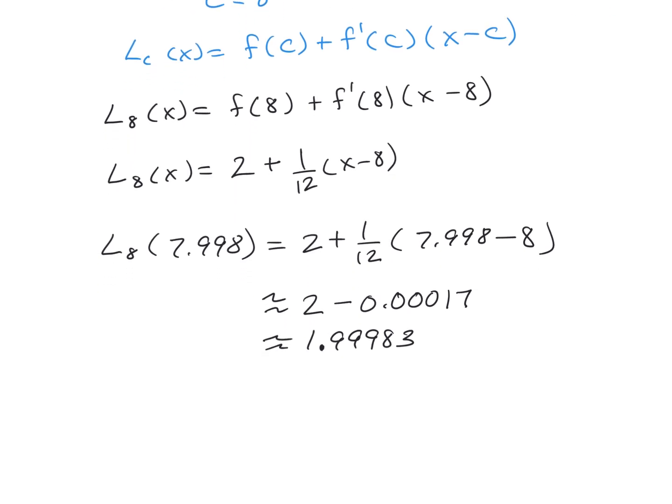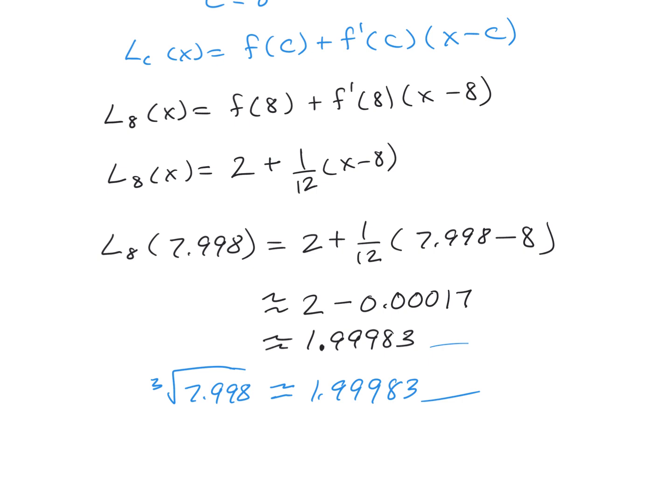And if we compare that to a value generated by a calculator, we get the cube root of 7.998 is approximately 1.99983 as well. And of course, the digits at this point will vary a little bit, but you'll notice that our linearization does a really good job of estimating the value of that function at that point.